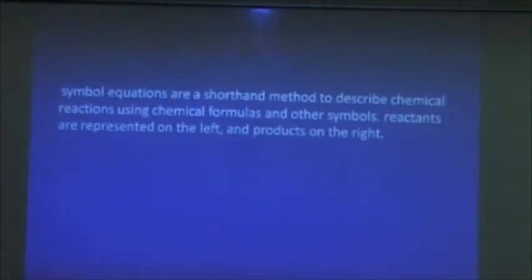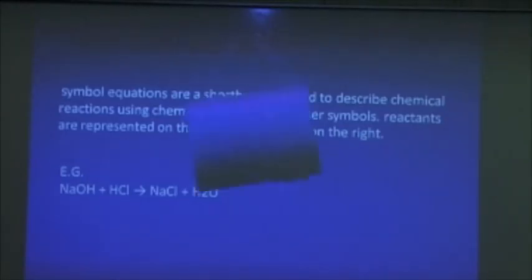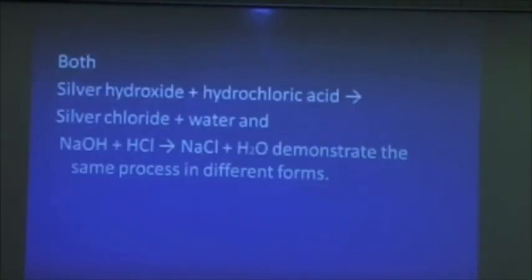Symbol equations. Symbol equations are the shorthand method to describe the chemical reactions using chemical formulas and other symbols. Reactants are represented on the left and products are on the right. E.g., this equation. Both silver hydroxide and hydrochloric acid make silver chloride plus water, and this equation demonstrates the same process in different forms.